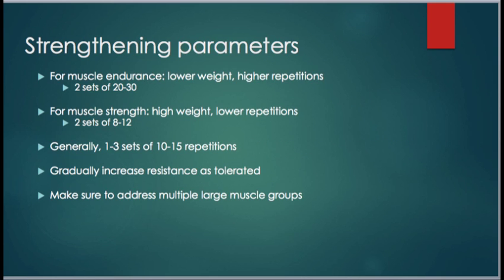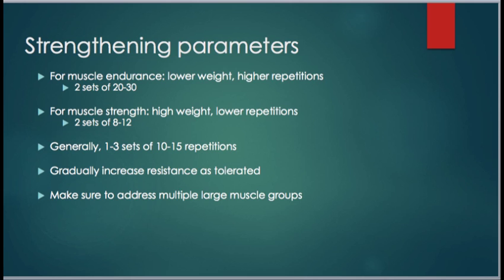Beyond knowing that we need to strengthen our muscles, there are some other strengthening parameters for muscle endurance and general strengthening. For muscle endurance, or for allowing your muscles to work for a longer period of time, we want to use a lower weight with higher repetitions. For example, 2 sets of 20 to 30. For general strength and muscle hypertrophy, we want to use higher weight and lower repetitions. For example, 2 sets of 8 to 12.